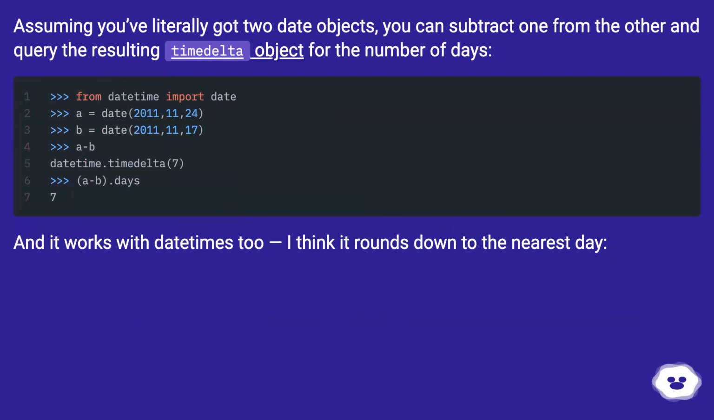Assuming you've literally got two date objects, you can subtract one from the other and query the resulting time delta object for the number of days. And it works with date times too. I think it rounds down to the nearest day.